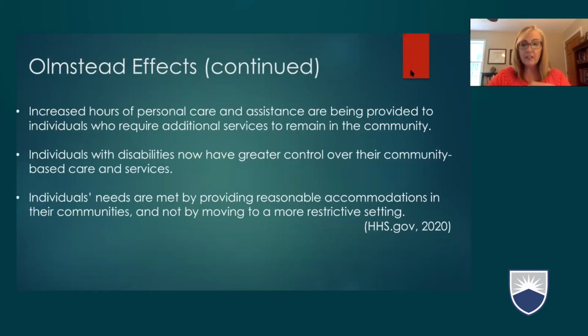Increased hours of personal care and assistance are being provided to individuals who require additional services to remain in the community. So that is a wonderful thing. That means that we're getting more support. Individuals with disabilities now have greater control over their community-based care and services, which is what we want, of course, because they are people and they have desires. And individual needs are being met by providing reasonable accommodations in their communities and by not moving them to a more restrictive setting. Now, when we use the term restrictive, which is oftentimes used with individuals with disabilities, that means as far away from what is considered to be typical or what is considered to be normal. So we want individuals with disabilities to be in a less or least restrictive type of environment.